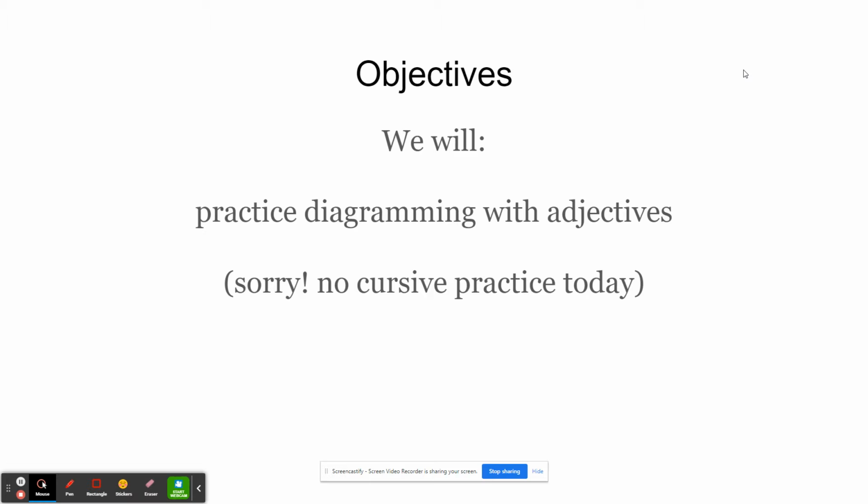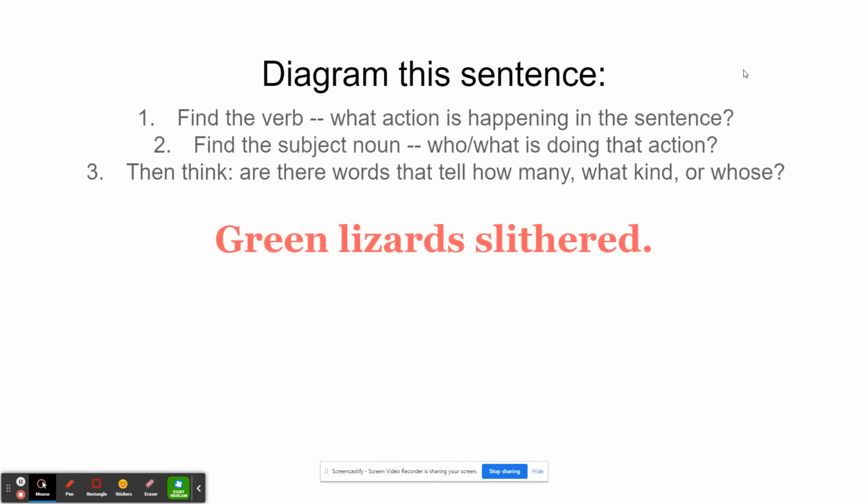So, scholars, we are going to practice some diagramming with adjectives. Sorry, everyone, we are not doing any cursive practice with that today. We are going to focus our work today on diagramming. Our first one, green lizards slithered. So everyone on your board, you want to, of course, make your neighborhood. Right?